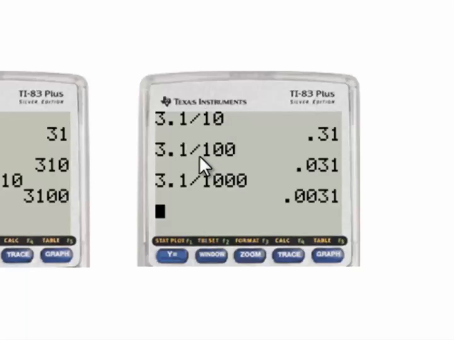Now, dividing by powers of 10 is the same thing as multiplying by powers of 10 raised to the negative power. And we'll see that in some examples.